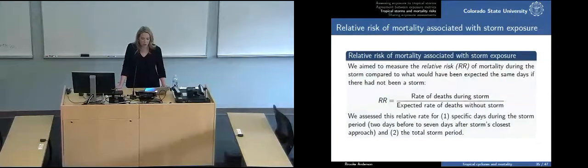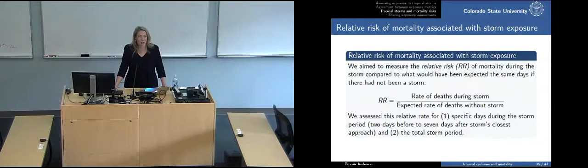From this, we wanted to measure the relative risk of mortality, and we measured this conceptually as the rate of deaths during the storm compared to what we would have expected without the storm. So this is ecological data, right? We're kind of aggregating it up. And in this case, what I care about is actually the ecological level. What are the rates in the community compared to what we would have expected without that?